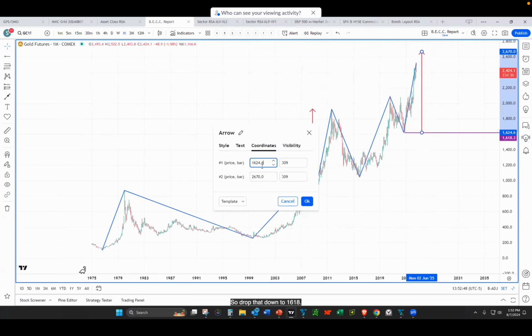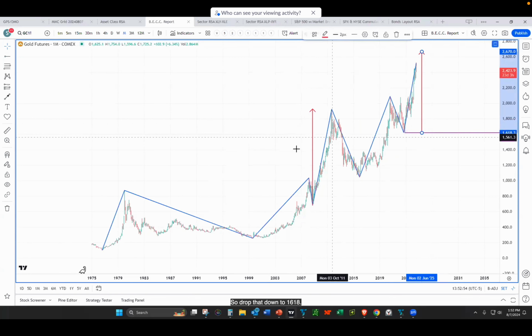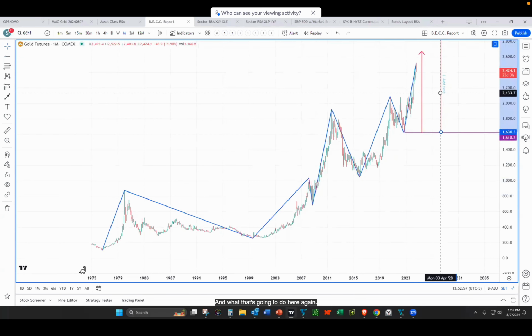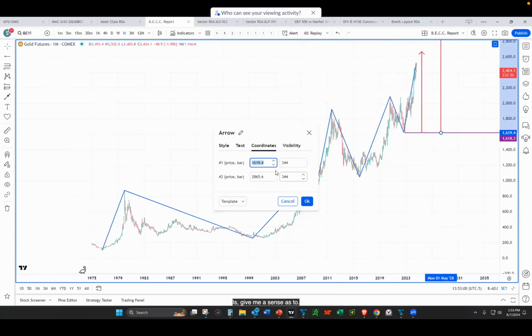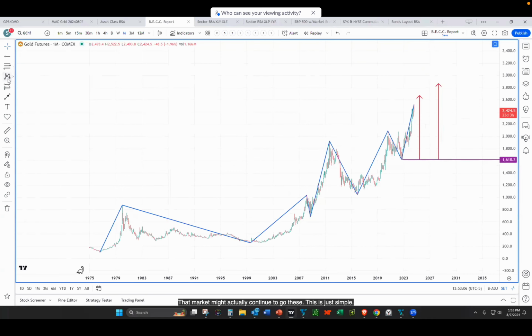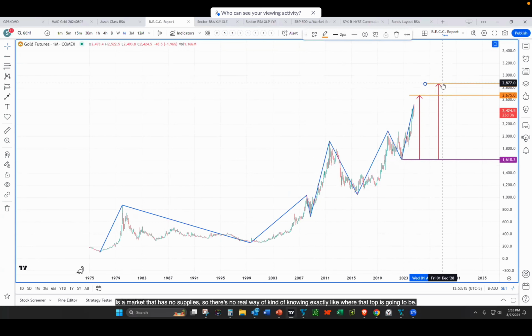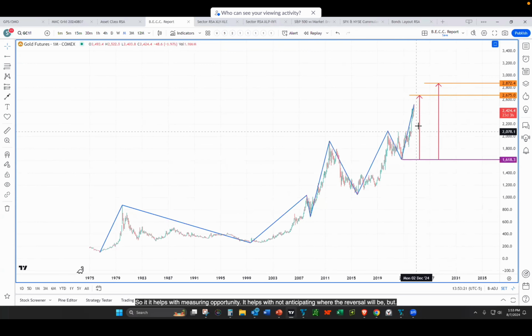let's drop that down to 1618. And what that's going to do here, again, is give me a sense as to how far that market might actually continue to go. This is just simple measured move targets, all right? Because what you're dealing with here is a market that has no supply. So there's no real way of knowing exactly where that top is going to be. So it helps with measuring opportunity. It helps with not anticipating where the reversal will be, but the closer I get to that, the more cautious I'm going to be.